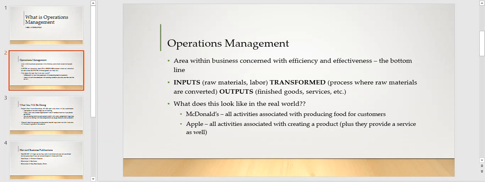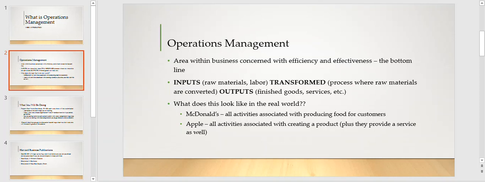You'll hear a lot about inputs, which are transformed into outputs. Your inputs are your raw materials, labor, anything that's going to create the end product or the output. And then as it goes through a process, it's transformed where the raw materials are converted into outputs, which are considered your finished goods and or your services. So what does that look like in the real world?